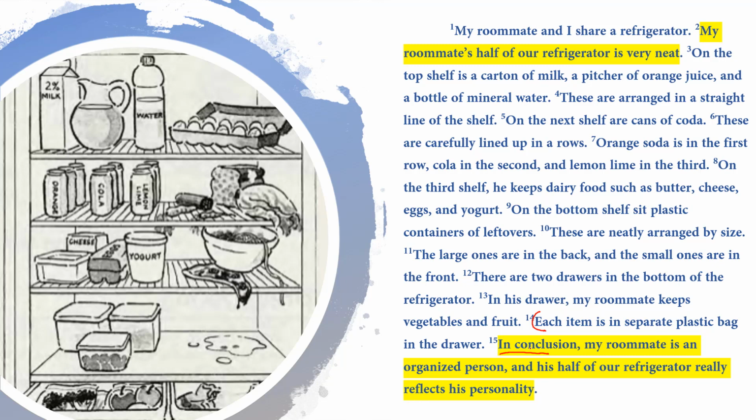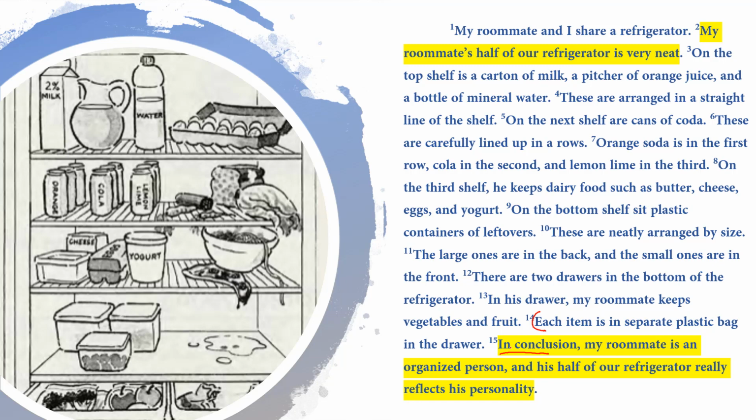This is the concluding sentence. In the concluding sentence, the writer basically restates the topic sentence using different words. In the thesis statement, the writer uses the word neat, while in the concluding sentence, the writer uses the words organized person. Let's look at the sentence in yellow color at the end of the paragraph.